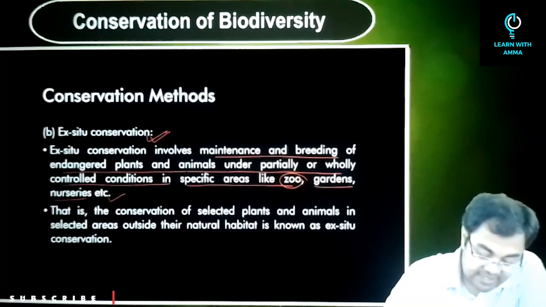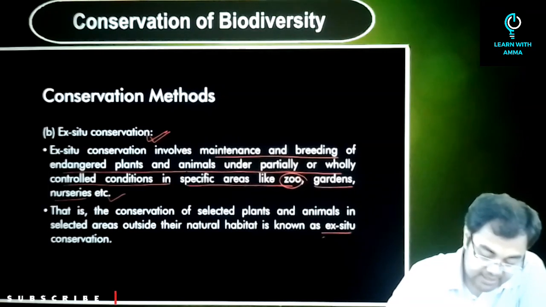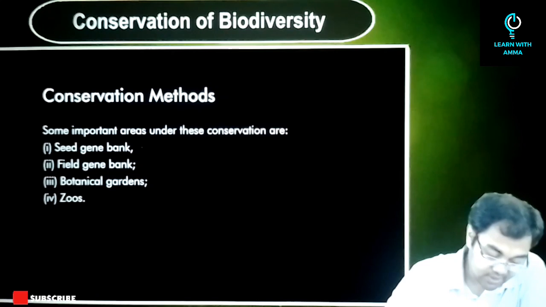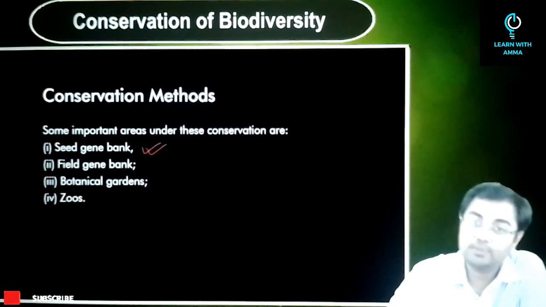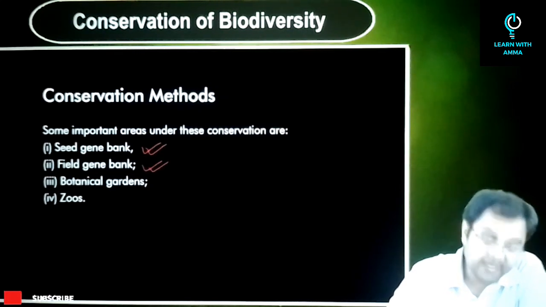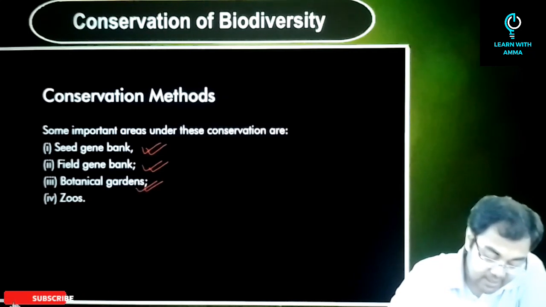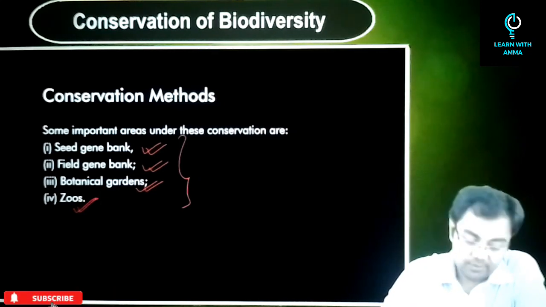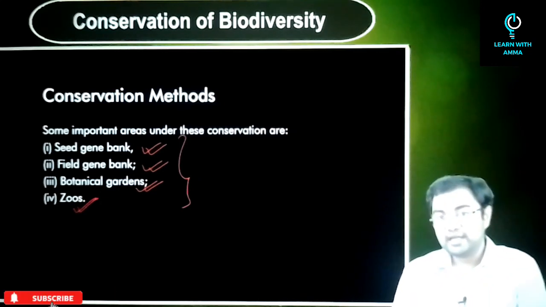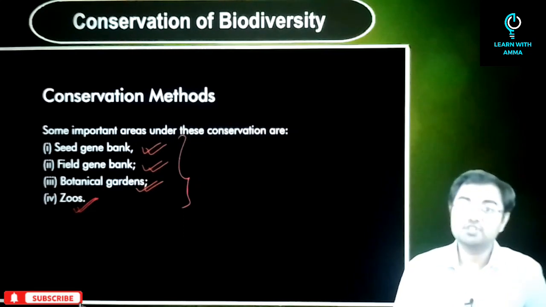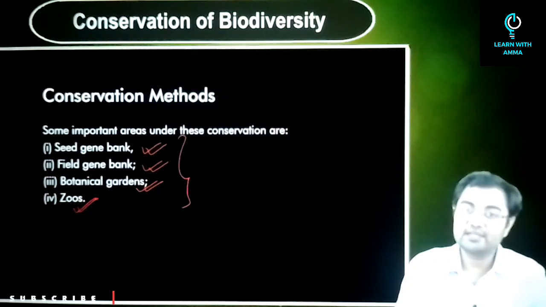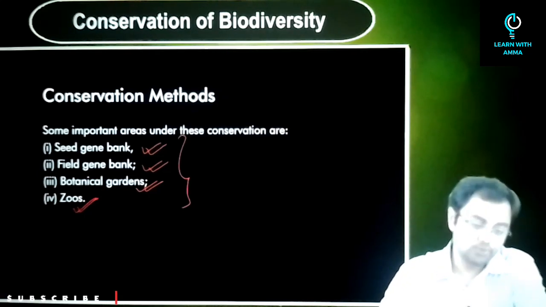So the conservation of selected plants and animals in selected areas outside their natural habitat is known as ex situ conservation, right? When you talk about ex situ conservation, a seed gene bank can be considered ex situ, a field gene bank can be considered ex situ, and botanical gardens and zoos can all be considered ex situ conservation because they are not being created at the site. That's why there is a difference between protected areas like national parks or wildlife sanctuaries as compared to botanical gardens or zoological gardens or zoos.